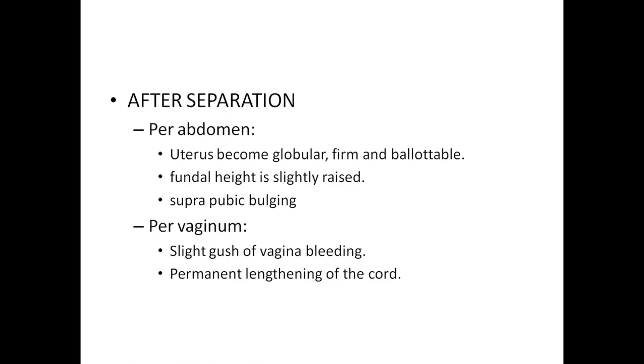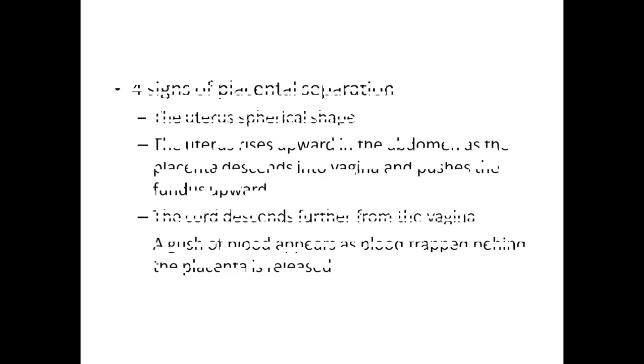After separation, per abdomen, the uterus becomes globular, firm and ballotable. Fundal height is slightly raised. Suprapubic bulging can be seen. Per vagina, there is a slight gush of vaginal bleeding, and permanent lengthening of the cord occurs.